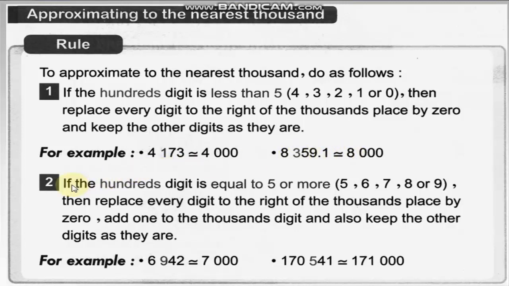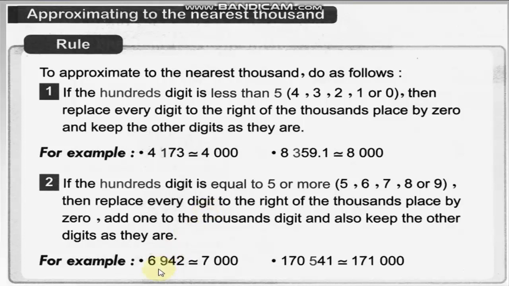Number 2. If the hundredth digit is equal to 5 or more, that means 5, 6, 7, 8 or 9, then replace every digit to the right of thousandths by 0 and add 1 to the thousandth digit, and also keep the other digits as they are.